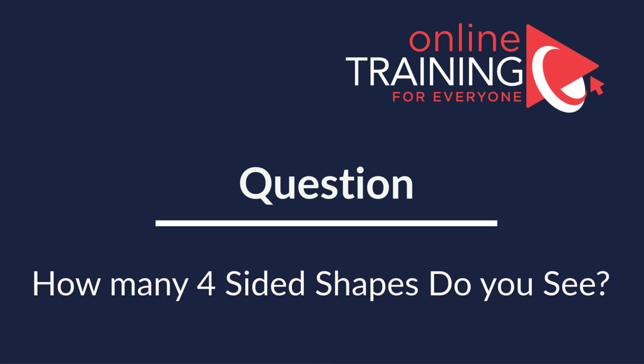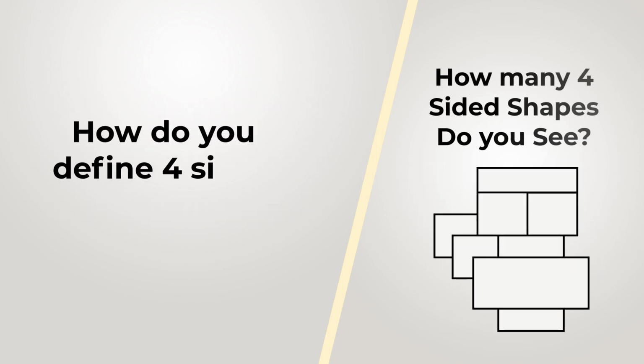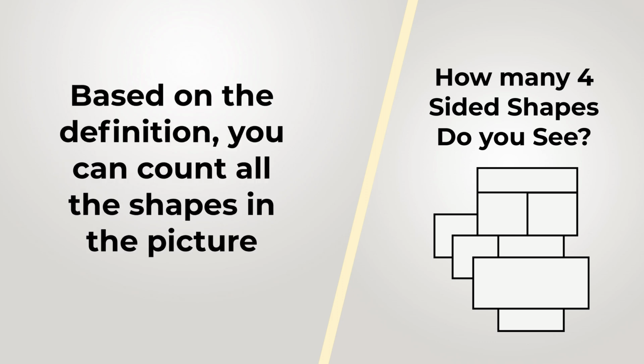Here's an interesting question which tests your spatial thinking. How many 4-sided shapes do you see? And you're presented with the picture on the left, which has a lot of different shapes. First, you need to be clear on the definition of 4-sided shape and have a good understanding of what it means. Once you have the definition, you can count all the shapes on the picture that match this criteria.